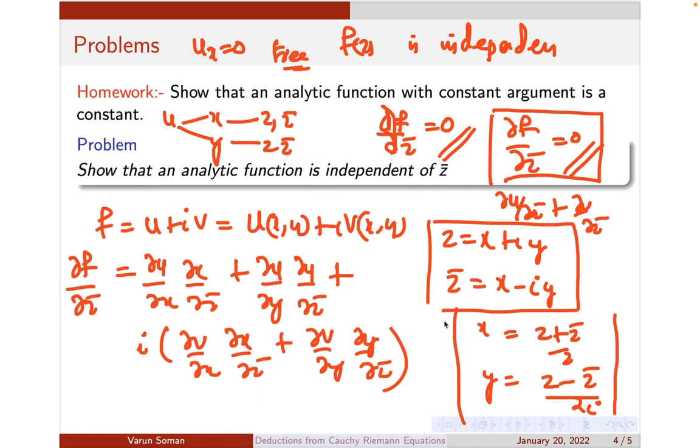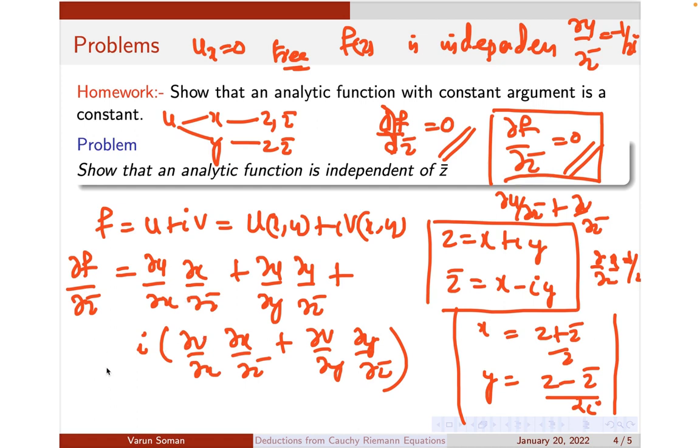Now tell me, what is ∂x/∂z̄? From this relation it is basically 1/2. And ∂y/∂z̄, if you look at this relation, is basically minus 1/(2i). So you just substitute everything here, and then from the CR equations you will be getting your answer as 0.